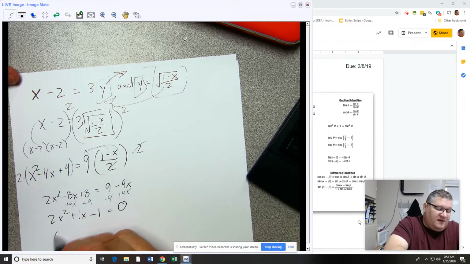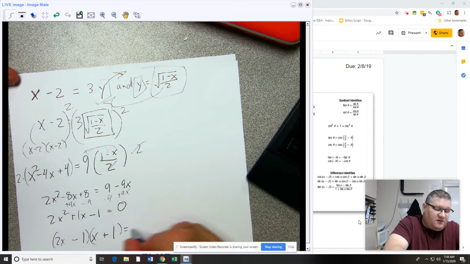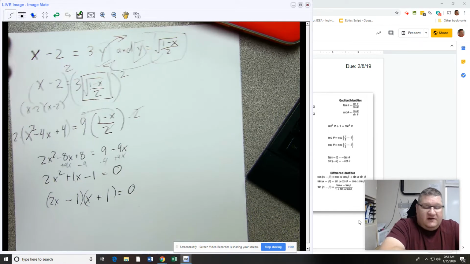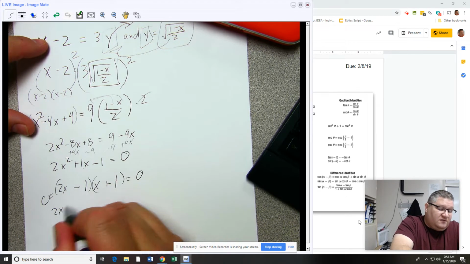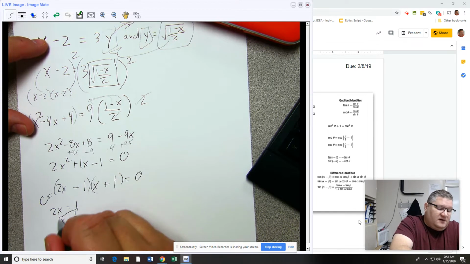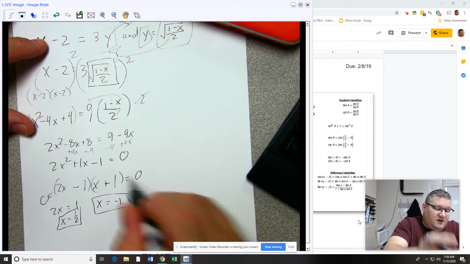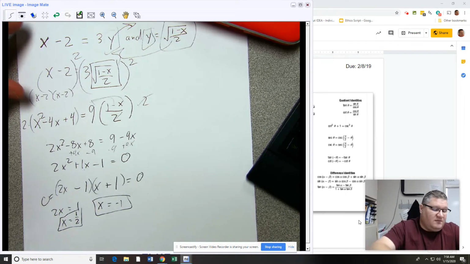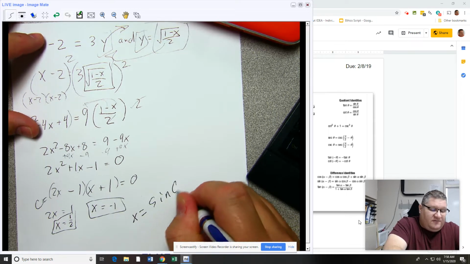Now, if at all possible, I'm going to try to factor this. 2x, 1x, 1, 1. Now I need a plus 1, so I need plus here, minus here. Hey, that all looks good. Great. If that's the case, now all I have to do is set each piece equal to 0 and say 2x equals 1, x equals 1 over 2, and there you go, 1/2. Over here, x equals negative 1. There you go.